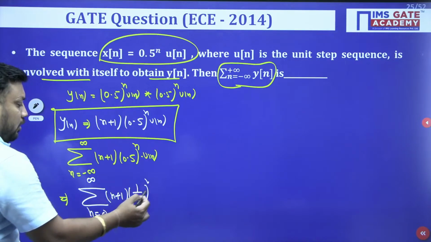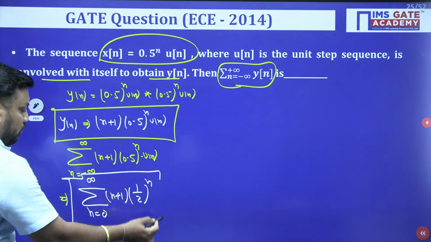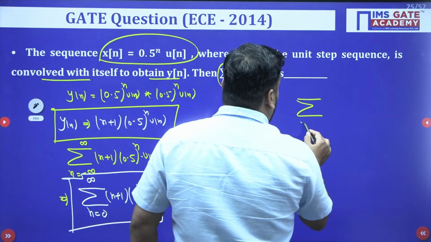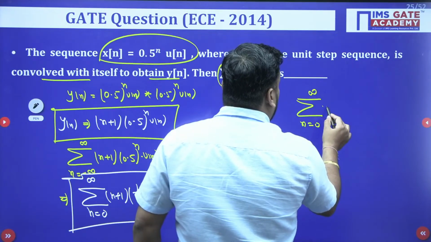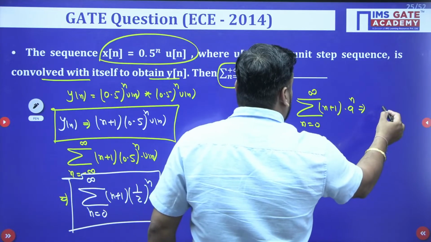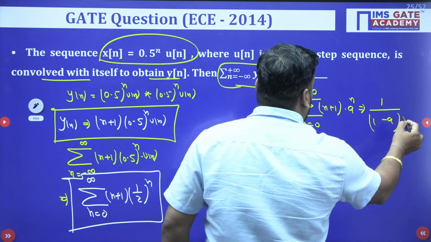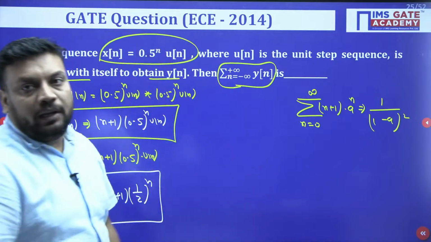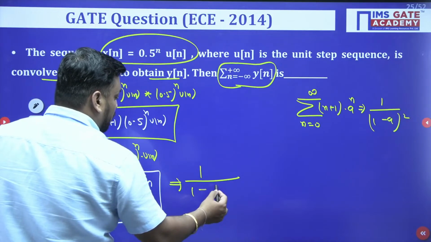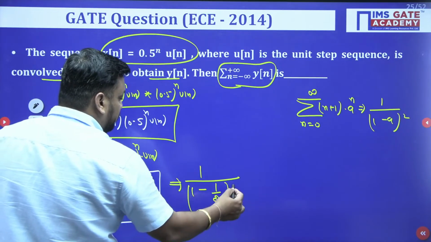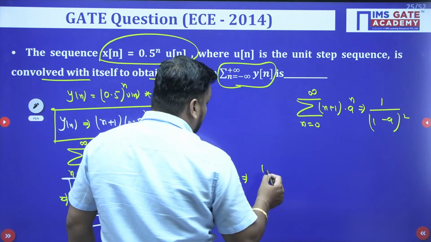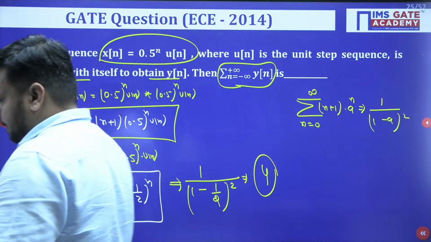Now how many of you remember the formula I told you? If the sum from n equal to 0 to infinity is of (n+1) a^n, then it is nothing but 1 upon (1 minus a) whole squared. If only n, then a upon (1 minus a) whole squared. So the answer is 1 upon (1 minus half) whole squared, so 1 upon 1 by 4. So the answer is 4.